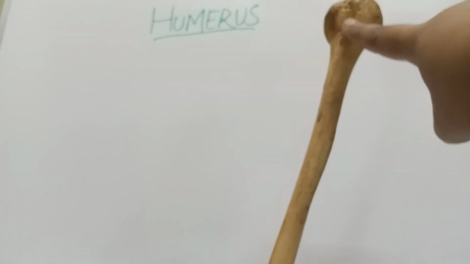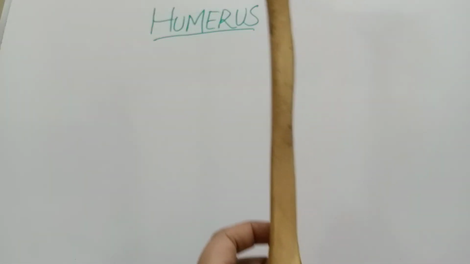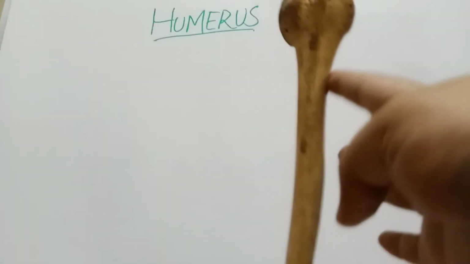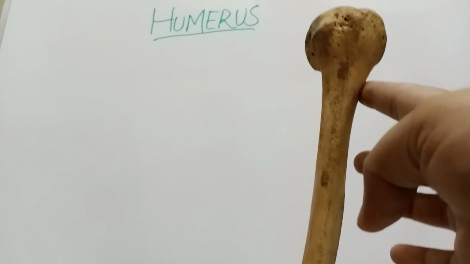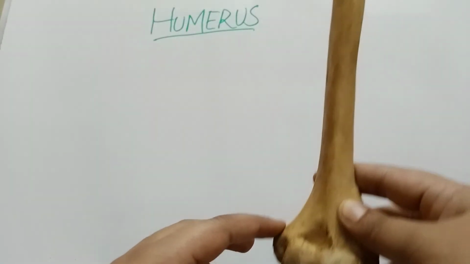The anterior border runs from the lateral lip of the bicipital groove downwards, and the lateral border, the lateral supracondylar ridge, runs upward to the posterior aspect of the greater tuberosity. The medial border runs from the medial lip of the bicipital groove to the medial supracondylar ridge.